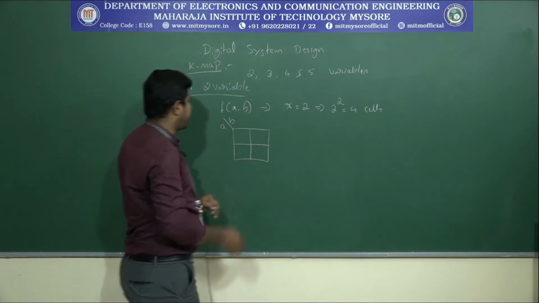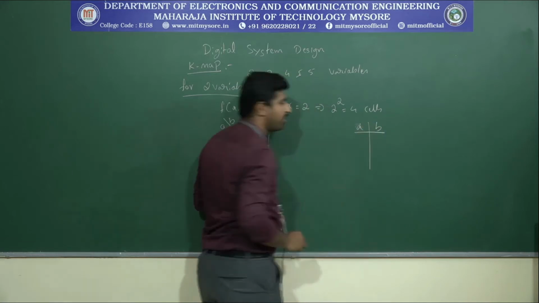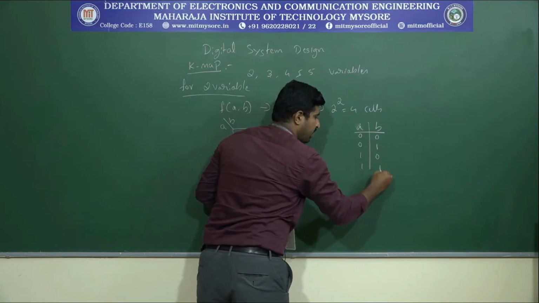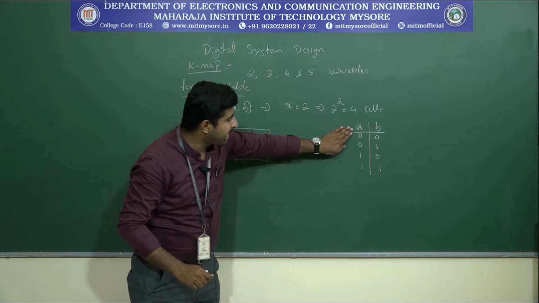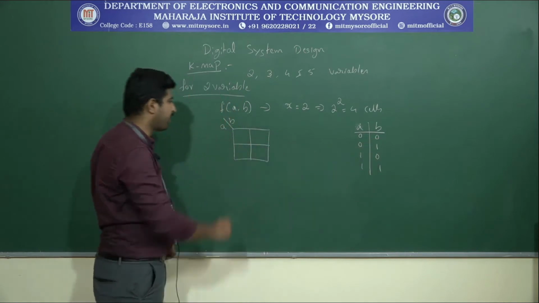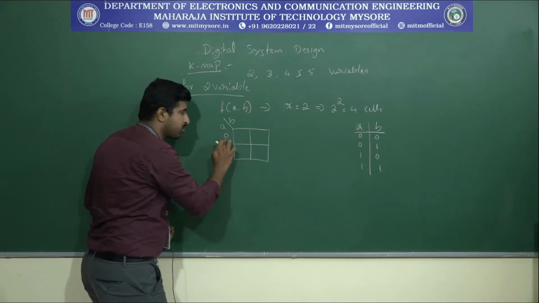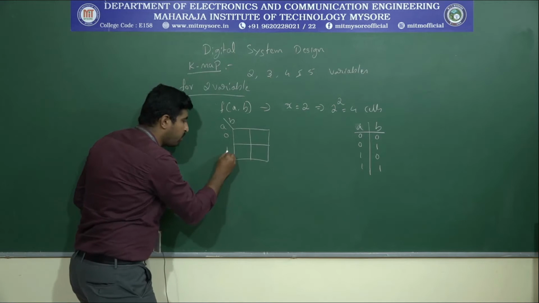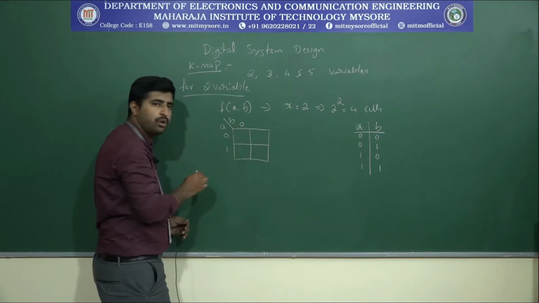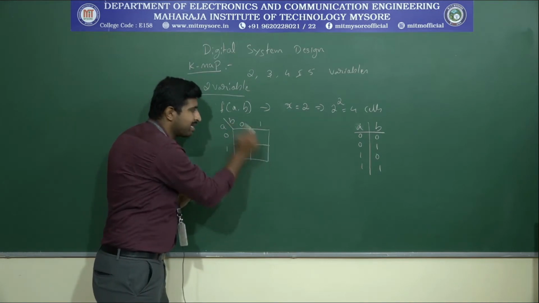We know that in a K-map or in a truth table with a and b, 4 values will be there: 0 0, 0 1, 1 0 and 1 1. So a can take a value 0 or 1, and similarly b can take a value 0 or 1. That will be represented in a K-map like this. Here a can take 0, which corresponds to the first row, and a can take 1, which corresponds to the next row. Similarly, b can take 0 and b can take 1, which correspond to the first column and the second column.